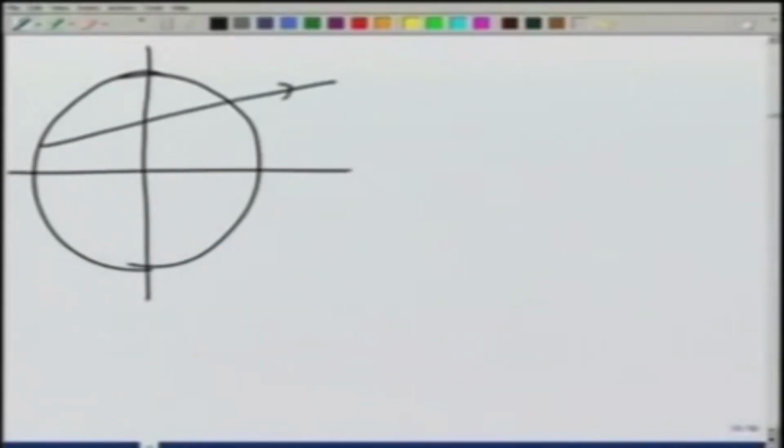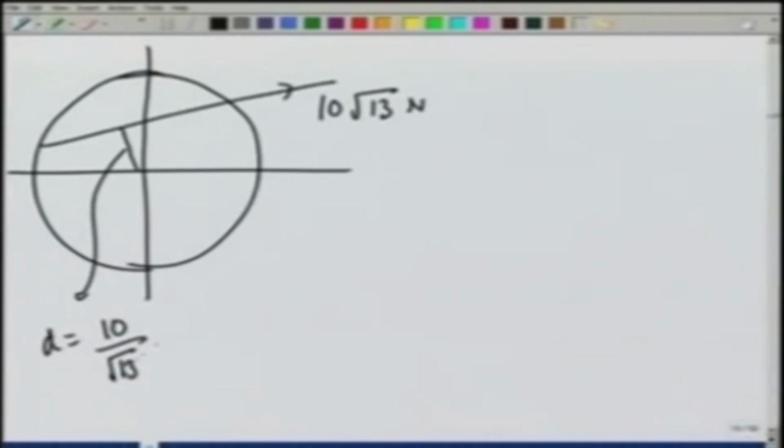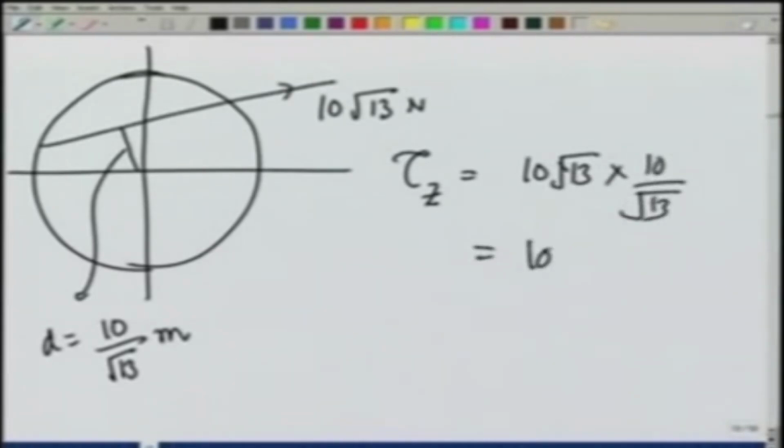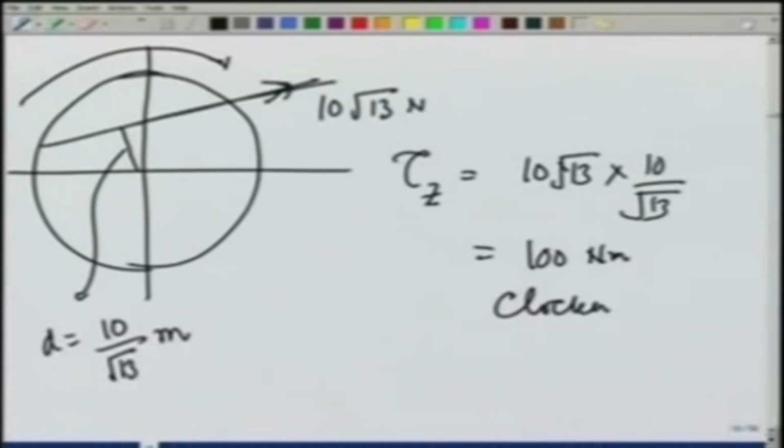The force is like this, whose magnitude is 10 square root of 13 newtons. We have found this distance, which is d is equal to 10 over root 13 meters, and therefore, the torque about axis z is going to be 10 root 13 times 10 over root 13, which is 100 Newton meters, and because of the direction of force being this way, the sense is clockwise. This is exactly the same as we found earlier, which was coming out to be minus 100 Newton meters. So, you see the two definitions are consistent.